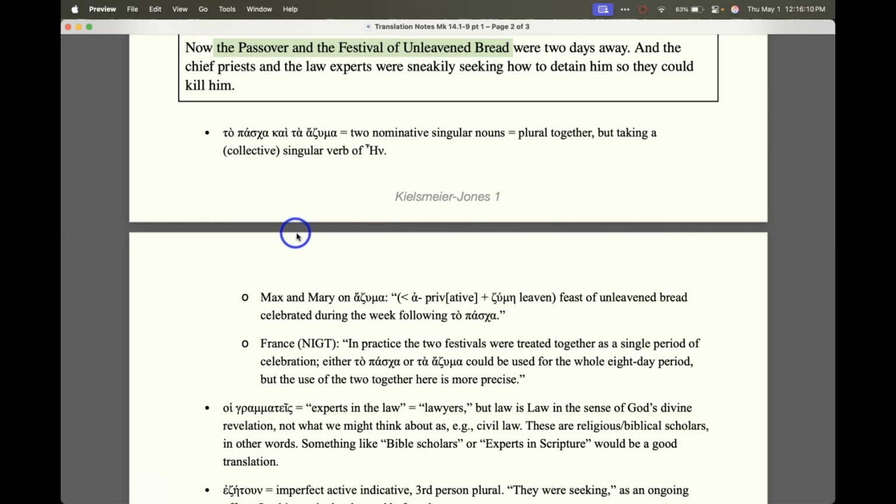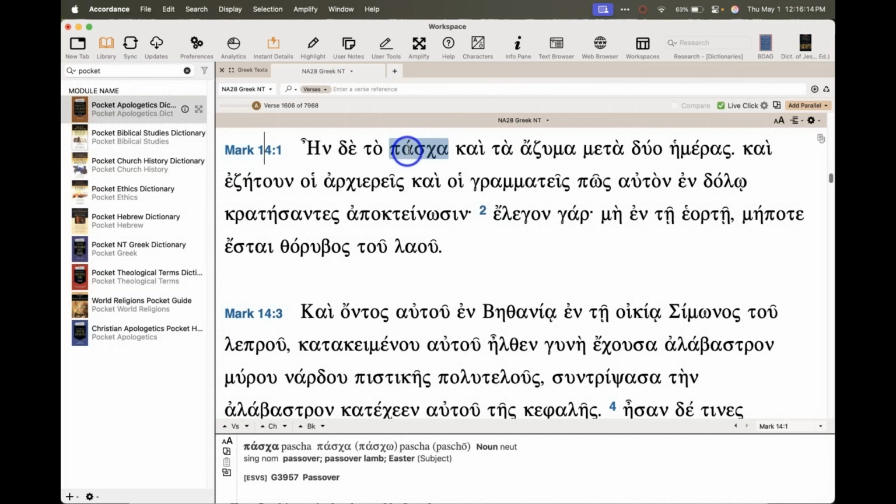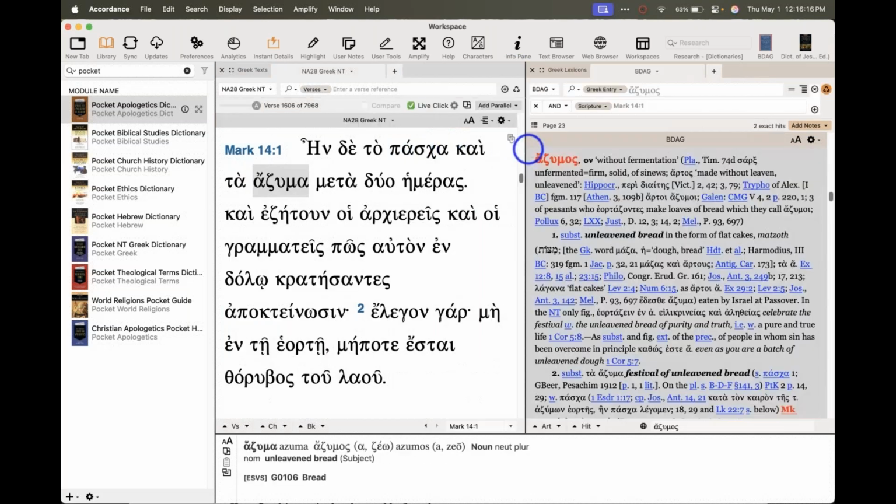As far as this Feast of Unleavened Bread, it's interesting here to see if we triple click on azuma, 1, 2, 3, and that takes me to my default Greek lexicon, which is BDAG. And you'll notice that I've got the scripture reference there.